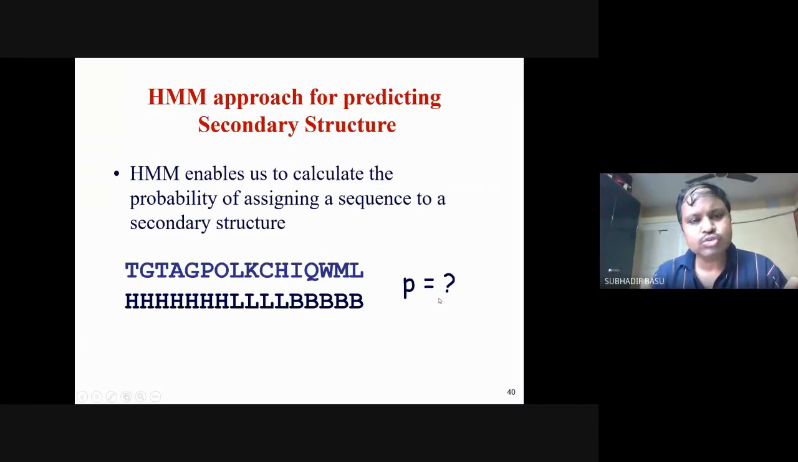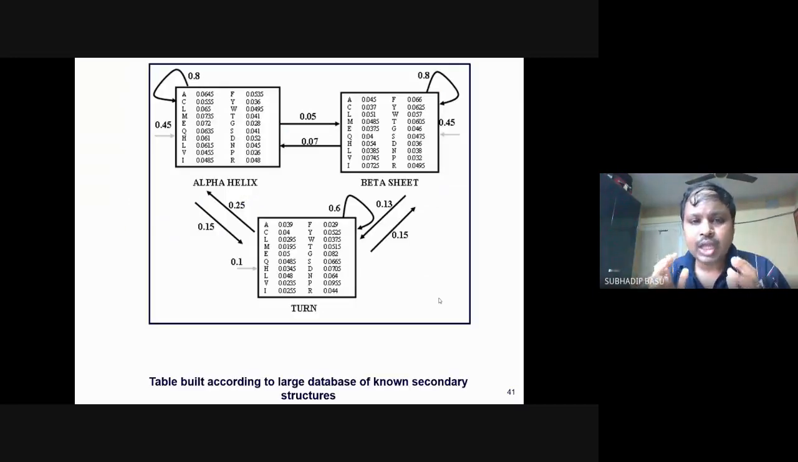So if this is the sequence, what will be the probability of this? Okay, so we can first formulate the hidden Markov model, and then we can see what the estimated probability is. Now you see how many states there are. We have 3 different states. Any amino acid can be an alpha helix, a beta sheet, or a turn. So there are only 3 possible states, and we have a state transition matrix. We will see how we got that.